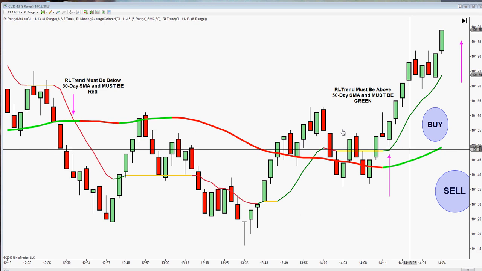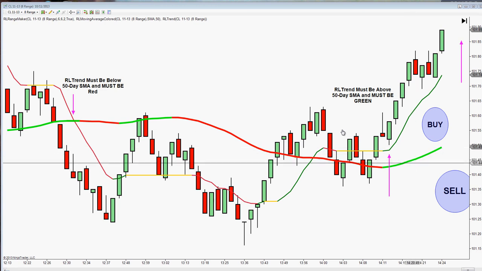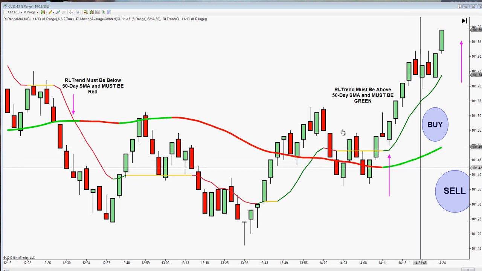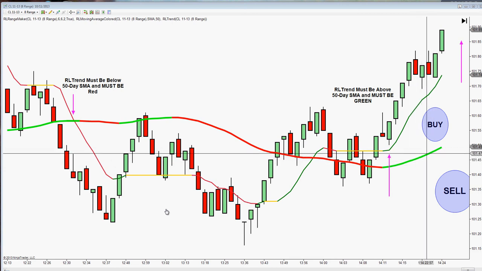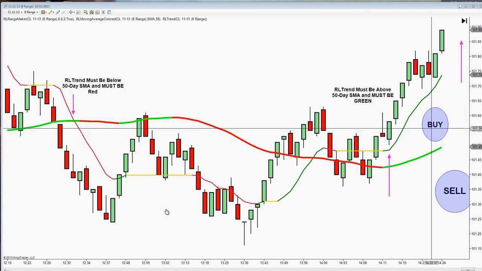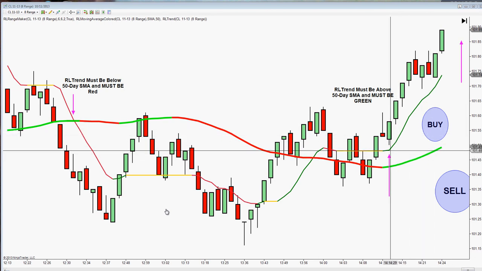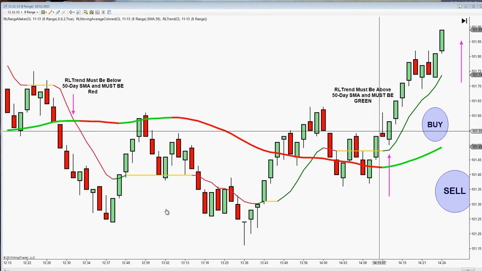So now let's take a look at our additional rules. I don't want to be redundant, but these are such important market structure rules that I know I'm going to be mentioning them over and over again. But we're above the 50, which is our buy zone, and we have our Right Line Trend line, which here turns green. And now we have the OK if we get a Right Line entry to go long.